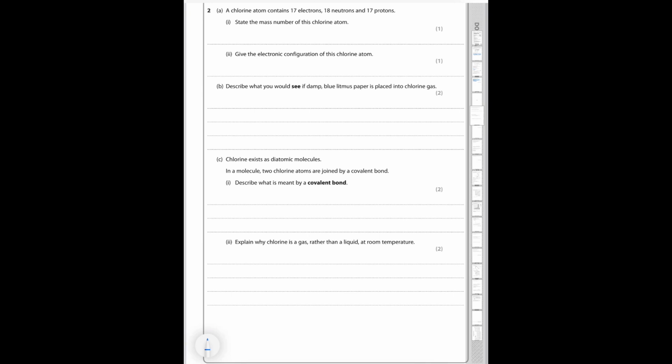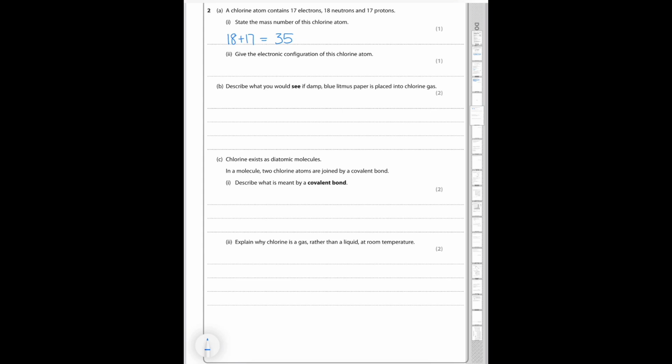Question 2a, a chlorine atom contains 17 electrons, 18 neutrons and 17 protons. State the mass number of the chlorine atom. So the mass number is the number of neutrons plus the number of protons. So that would be 18 plus 17, which equals 35. So the mass number is 35.